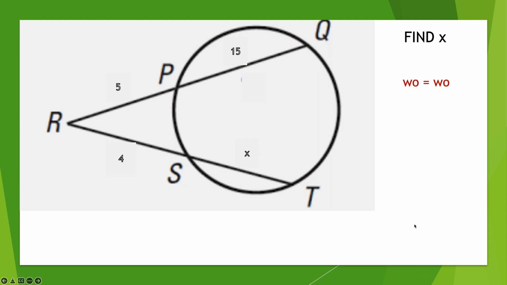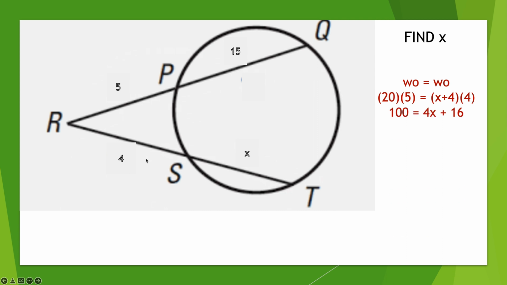Okay, so whole times outside equals whole times outside. That's what "whoa equals whoa" means. So for this top secant, the whole thing is 20, and the outside piece, which is right over here, is 5. And for the bottom piece, RT is going to be x plus 4, because x is the distance from S to T, and then 4 is the inside piece. So it's x plus 4 times 4.